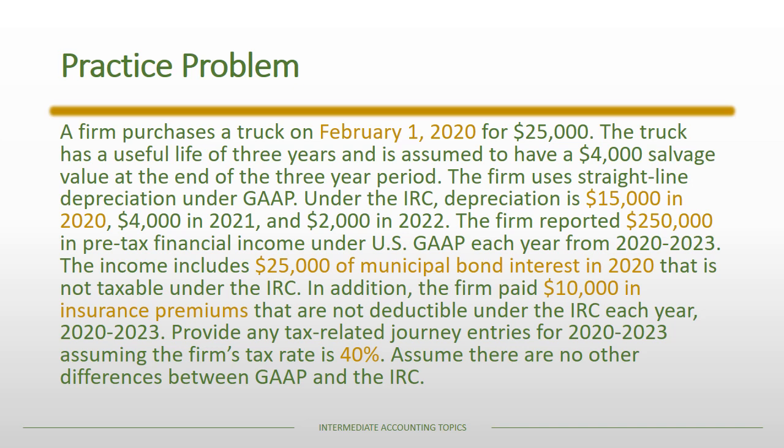All right, so for 2020, I highlighted the most important information. First of all, the truck was purchased on February 1st, which means in 2020 we're only going to have 11 months of depreciation under US GAAP. And then we have the depreciation under the Internal Revenue Code of $15,000, the pre-tax financial income, municipal bond interest, and the insurance premium, and of course we have the tax rate as well. And so part of the challenge of these problems is grabbing onto each year and getting the information that you need for that year.